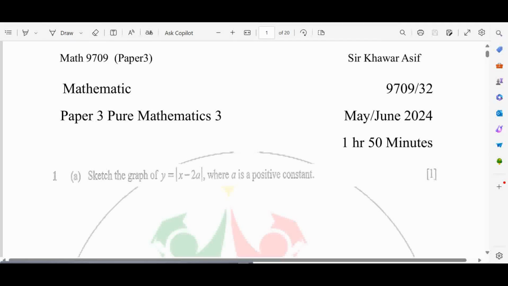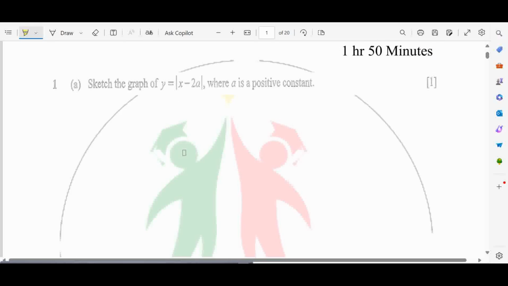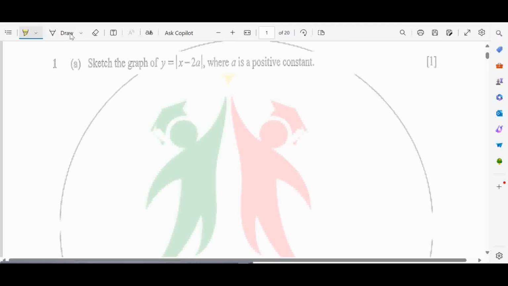Hello everyone. Today we are going to discuss May-June 2024 paper 3-2. Now this one is the first question: sketch the graph of this equation. So how can we sketch this one? We just need to put in values of x and we will get the corresponding values of y.